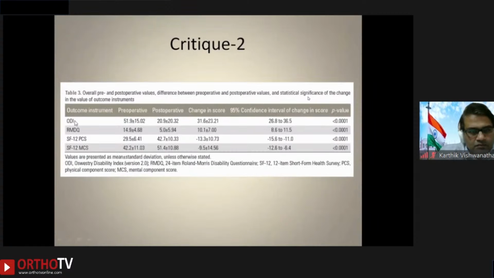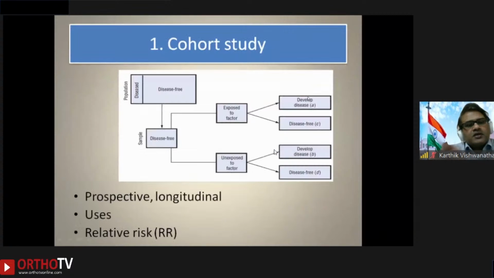Here the relevant scores are Oswestry Disability Score, RMDQ, and SF12 MCS. All the scores are clinically important as well as statistically important because both of them are above the level of the MCID. Well, for SF12 MCS, though it is statistically significant, it is not clinically significant because the values are less than the MCID levels. The cohort study we usually use to evaluate the prognosis and etiology.